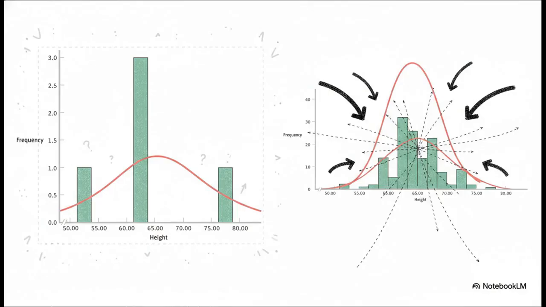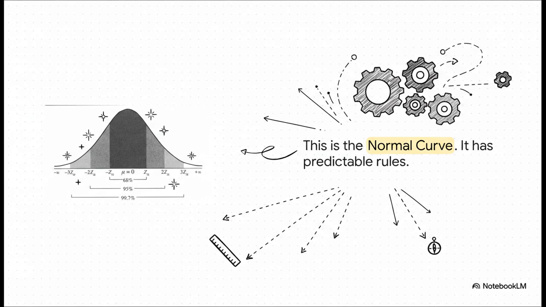If you only have a small sample, the data looks kind of random and messy. But as you add more and more data points, a very clear, distinct shape starts to take form. Most of the values bunch up right in the middle, around the average, and then it tapers off on either side. You've probably seen it before. We call it the bell curve. This is the normal curve.